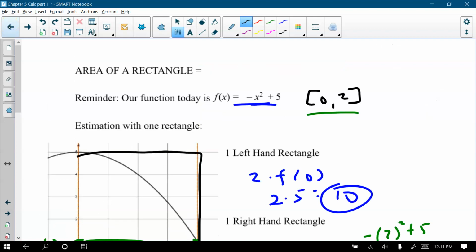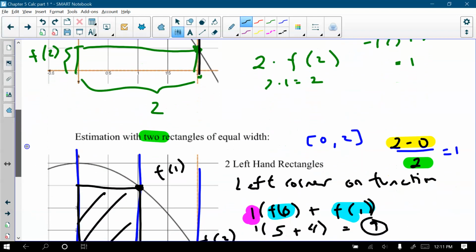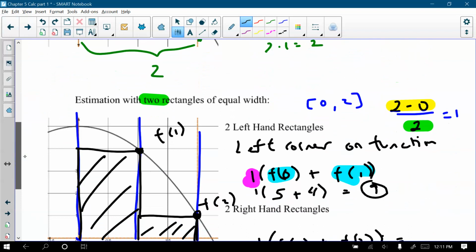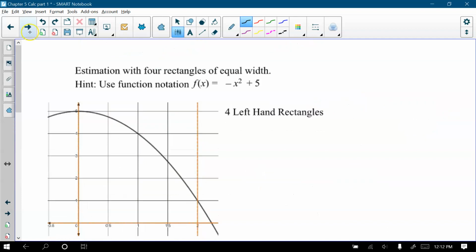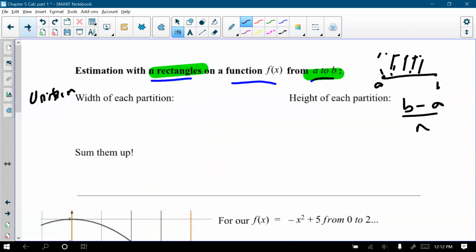Did I clear that one? That's kind of what I did here when I did B and A and divided by n, right? Because n was 2, B was the right endpoint, A was the left endpoint. So we kind of did that already. That's the uniform width of each partition, B minus A over n. Okay, the height of each partition. If you're not sure what partition means, we're talking about rectangles. Okay, the height of each rectangle.